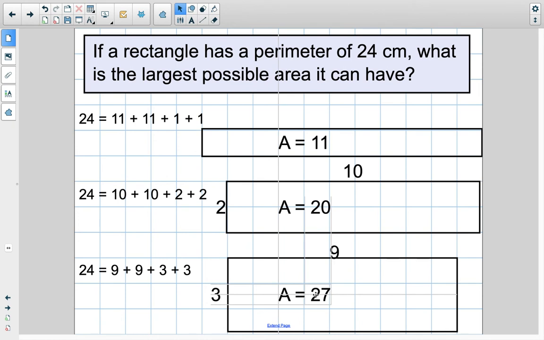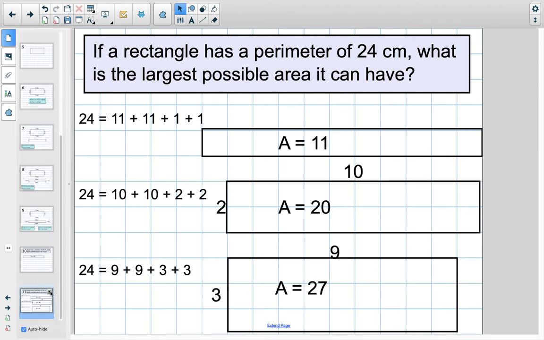So you can sort of see the pattern here. It seems that as this number gets bigger and this number gets smaller, my area is going up. So if that's the case, then I can make a guess as to maybe where I should go with this. Can you think of where you would go so that the perimeter is still 24, but the area is big?